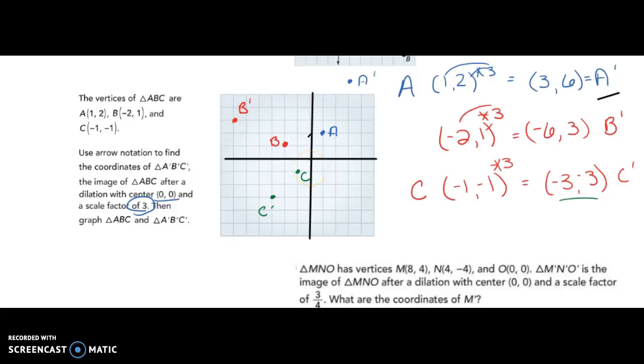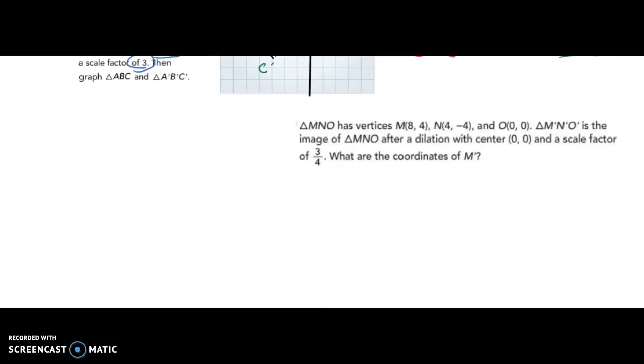So we should be able to go ahead and make our lines for each one of those. So this is my first triangle, and this is my second triangle. And you can see it is substantially larger, like 3 times larger, which is what the scale factor does to it.